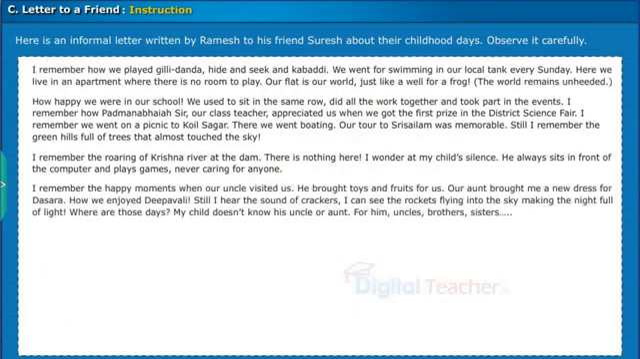I remember the happy moments when our uncle visited us. He brought toys and fruits for us. Our aunt brought me a new dress for Dasra. How we enjoyed Deepavali. Still, I hear the sound of crackers. I can see the rockets flying into the sky, making the night full of light.